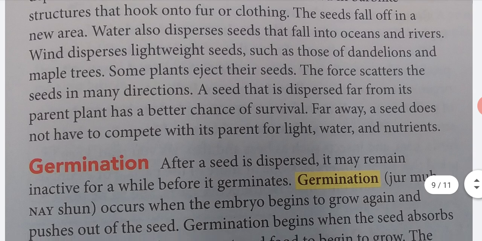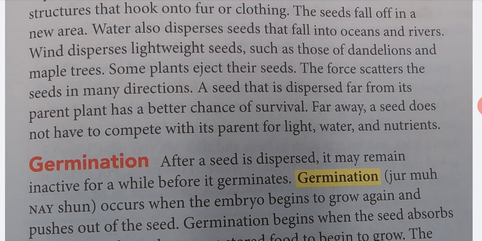Water also disperses seeds that fall in the oceans and rivers. Wind disperses lightweight seeds, such as those of dandelions and the maple tree. Some plants eject their seeds. The force scatters the seeds in many directions. A seed that is dispersed far from its parent plant has a better chance of survival. Far away, a seed does not have to compete with its parent for light, water, and nutrients.